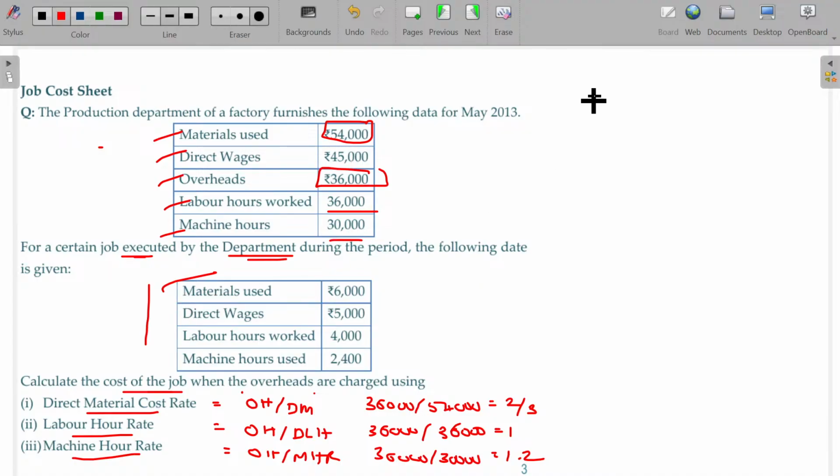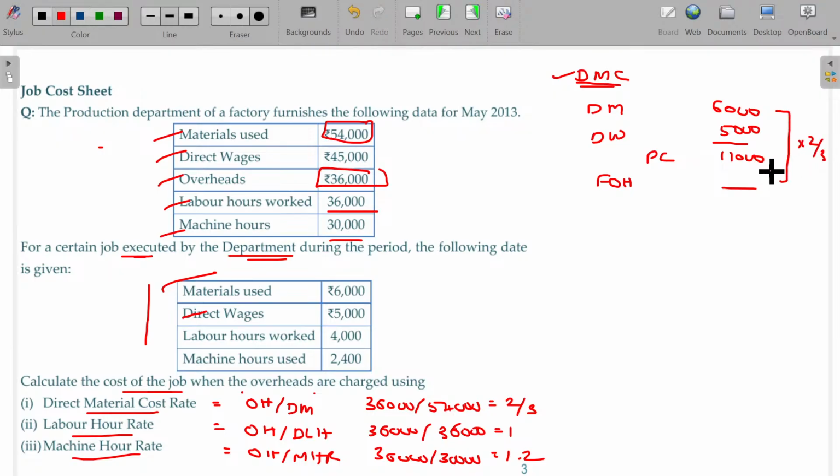For this job, direct material. I'll just now use the direct material cost for absorption. Direct material used to be 6,000. Direct wages being 5,000. You get the prime cost. Now factory overhead. Factory overhead and the direct material cost ratio, two-third of direct material will be taken. Two-third being 4,000 rupees and cost of production being 15,000.